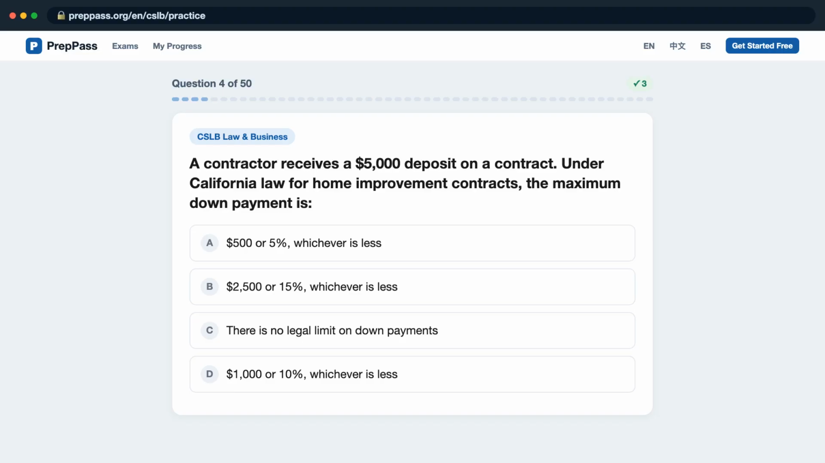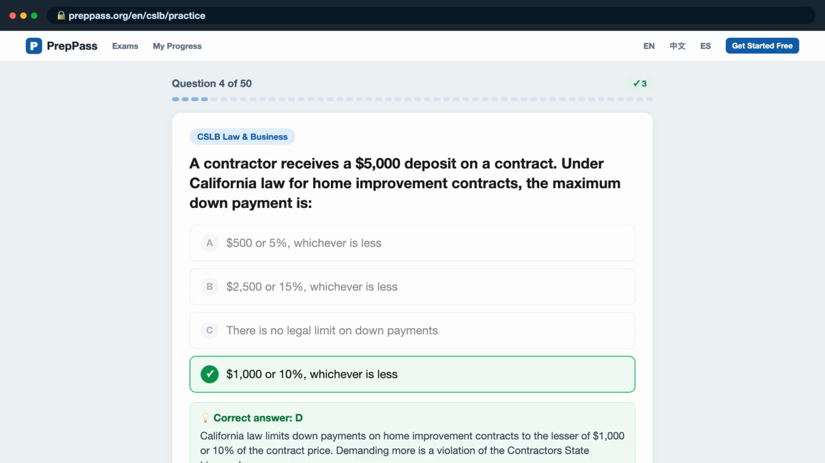Question 4. A contractor receives a $5,000 deposit on a contract. Under California law for home improvement contracts, the maximum down payment is, is it A, $500 or 5%, whichever is less? B, $2,500 or 15%, whichever is less? C, there is no legal limit on down payments? D, $1,000 or 10%, whichever is less?